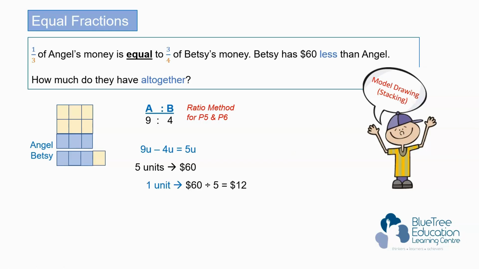So after you have found out how much 1 unit is, let's read the question again. They are asking us to find the total amount of money they have altogether. So altogether, you can just add all the units up. If you are P3 and P4, which is doing the model, you can add 9 plus 4. If you are P5 and P6, you can just add the ratio up, 9 plus 4 units. Okay, and you will find out that you need 13 units, and 13 units, the total will be $156.